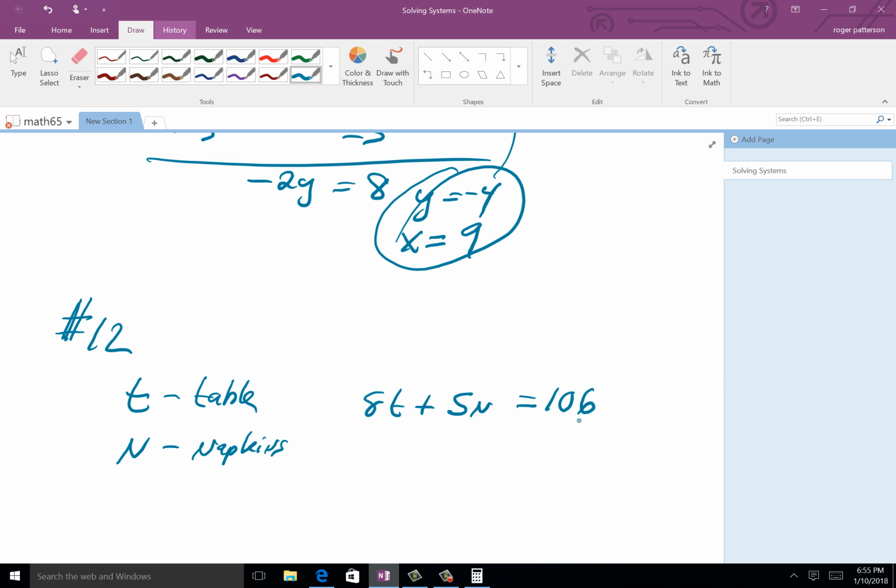There's one equation. What's our second sentence telling us? 1t plus 6n equals 24. Okay, tablecloths and 6 napkins were bought for 24. Nice, good job. So there are our equations.